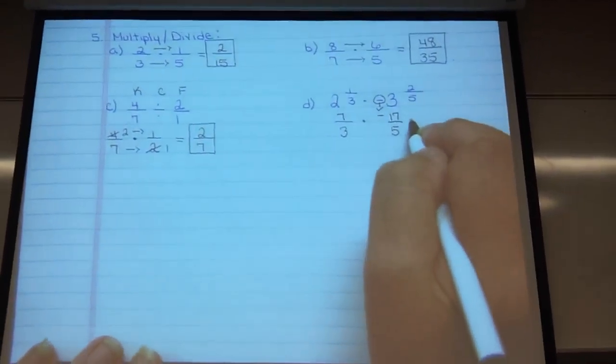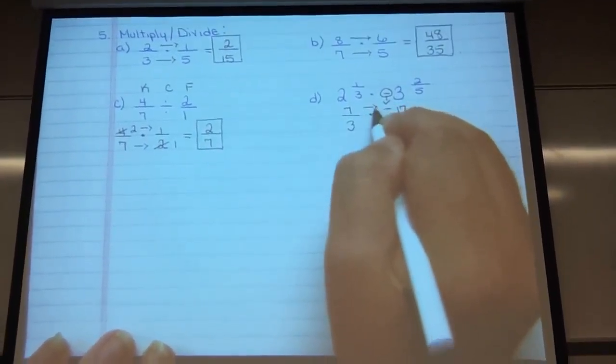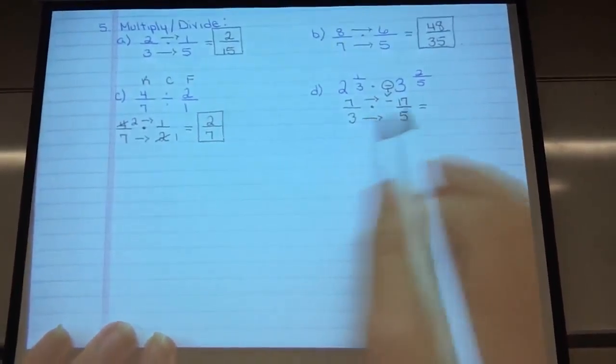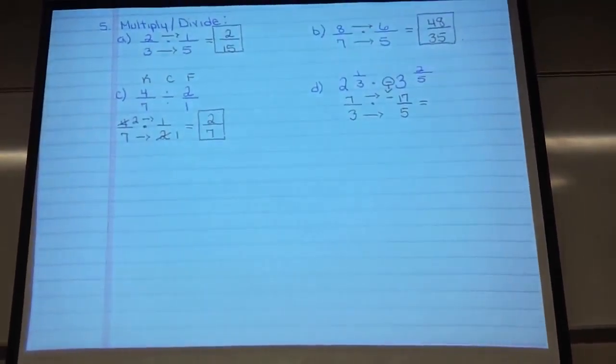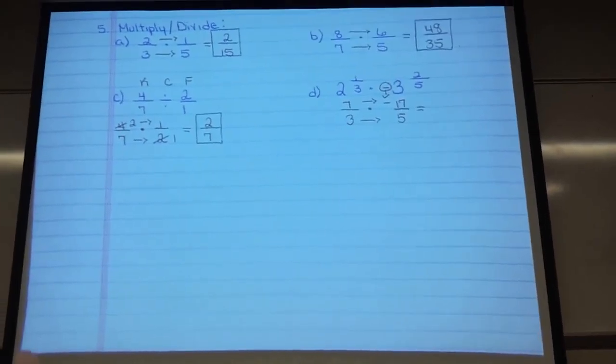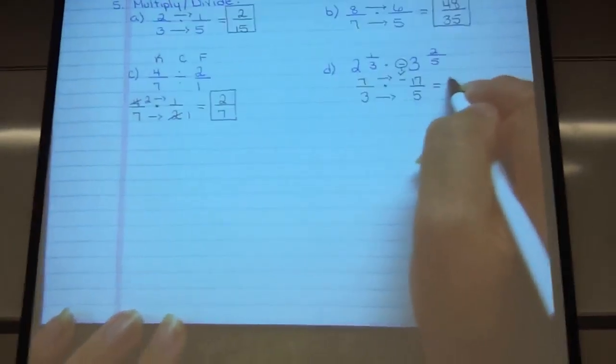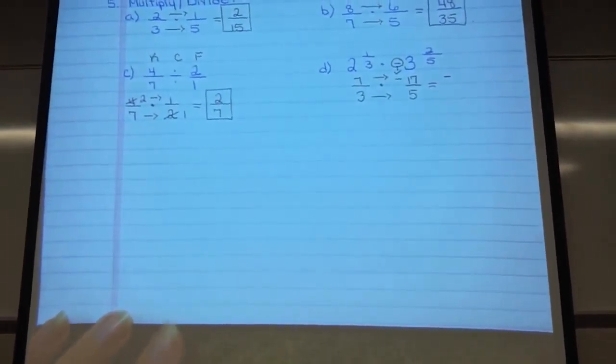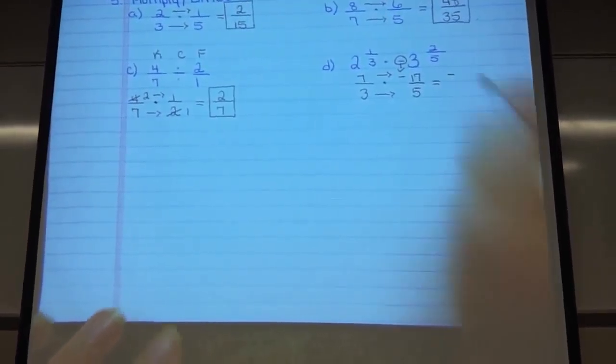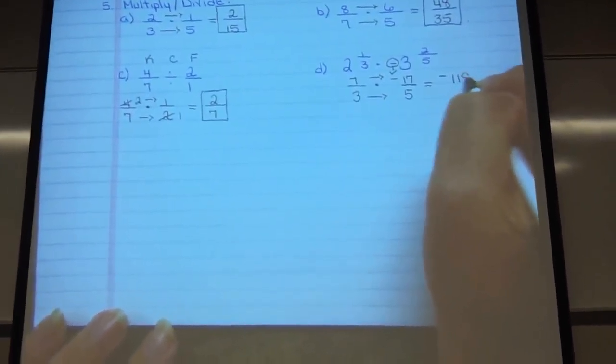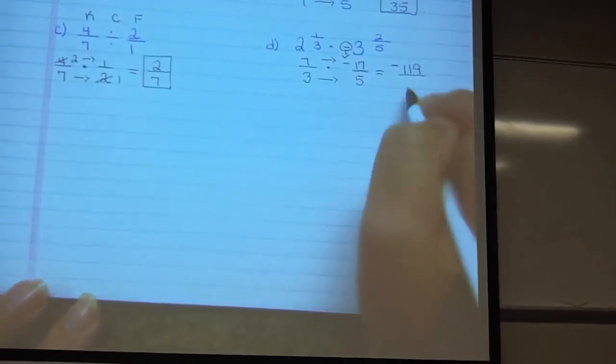Now I need again to cross. I don't have anything I could cross cancel. Is this going to be a positive or negative answer? Negative, because of the sign. 7 times 17, 119, over 3 times 5 is 15.